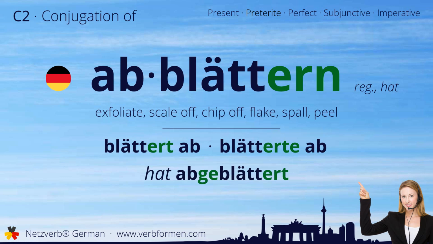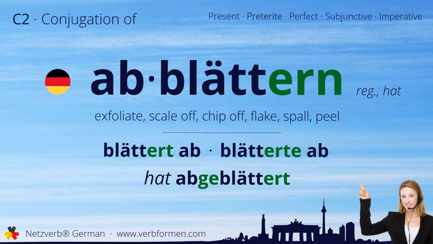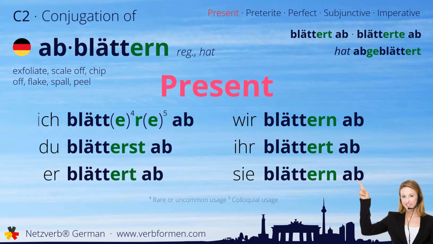Now let's move on to the tenses. First, we'll take a look at the present tense. Ich blättere ab. Du blätterst ab. Er blättert ab. Wir blättern ab. Ihr blättert ab. Sie blättern ab.